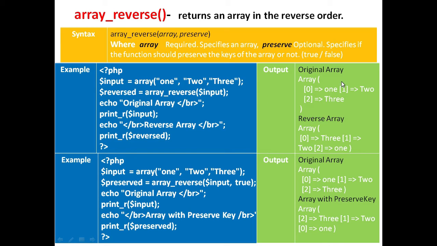The original array will be 1, 2 and 3, and if we use array_reverse method, it will print 3, 2, 1, but the keys of that elements is changed. That is, in original array 3 has the index value 2, whereas after reverse method the index of 3 is 0. And if I use array_reverse method with preserve key, that is true, it will reverse the array with its original keys. That is, 3 has the key value as 2, 1 and 0.